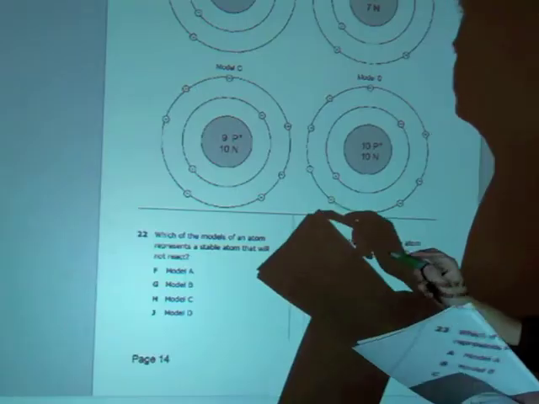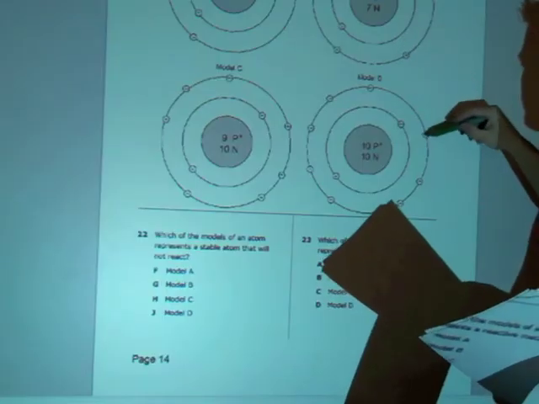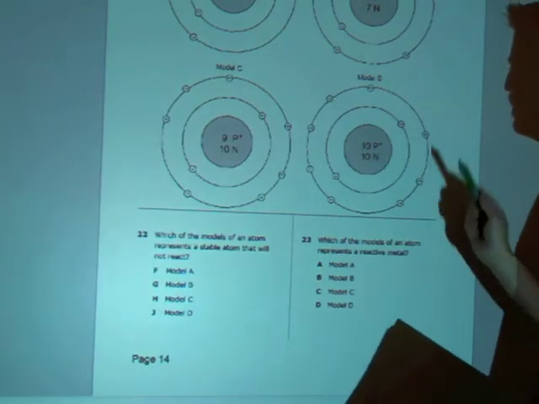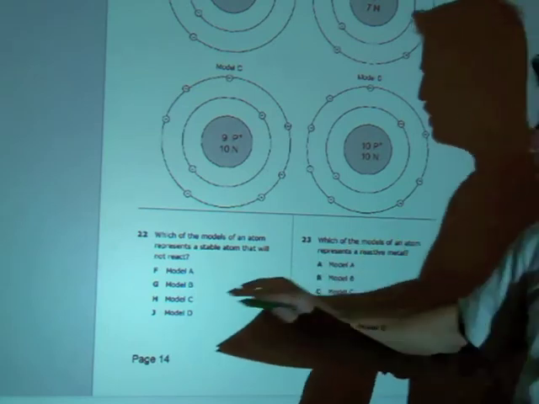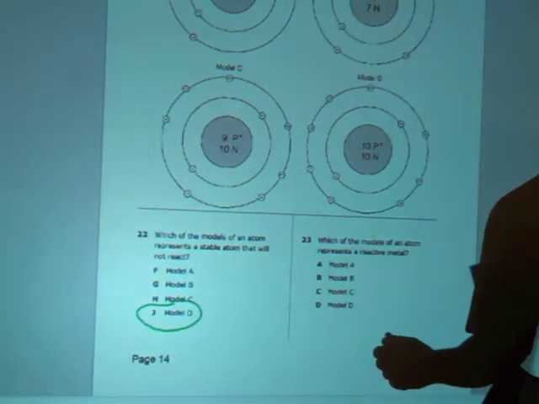1, 2, 3, 4, 5, 6, 7. Is that one full? No. 1, 2, 3, 4, 5. Is that full? No. 1, 2, 3, 4, 5, 6, 7, 8. Yeah, so model D for 22. If the outer ring is full, it will not react.